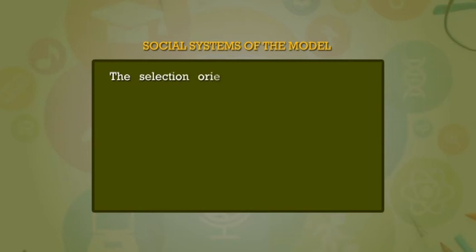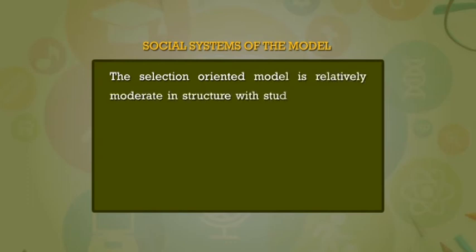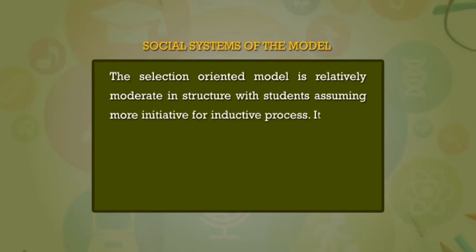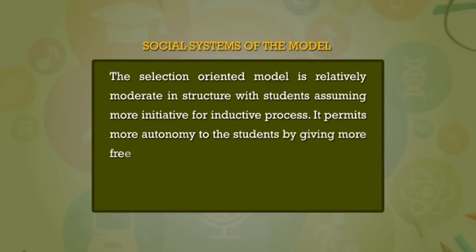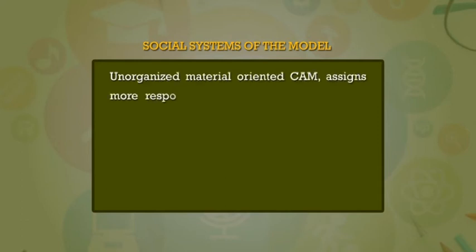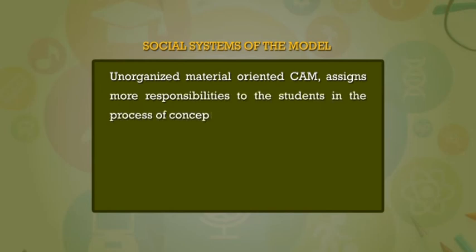The selection-oriented model is relatively moderate in structure, with students assuming more initiative for the inductive process. It permits more autonomy to the students by giving more freedom to their own initiation and control. Unorganized material-oriented CAM assigns more responsibilities to the students in the process of concept attainment.